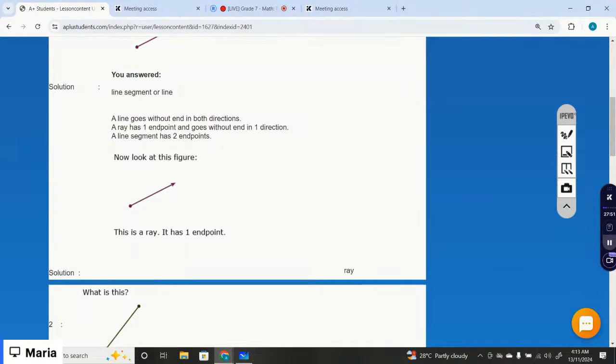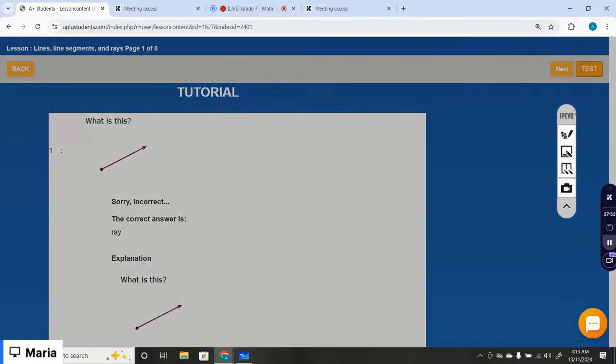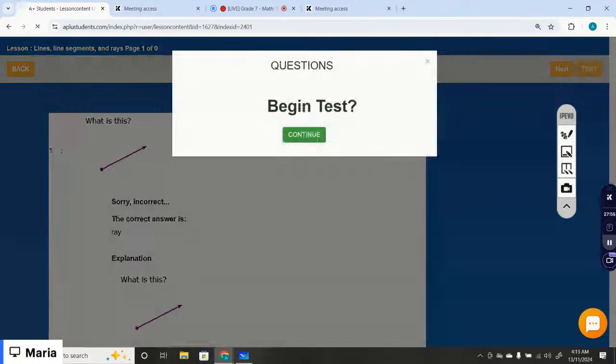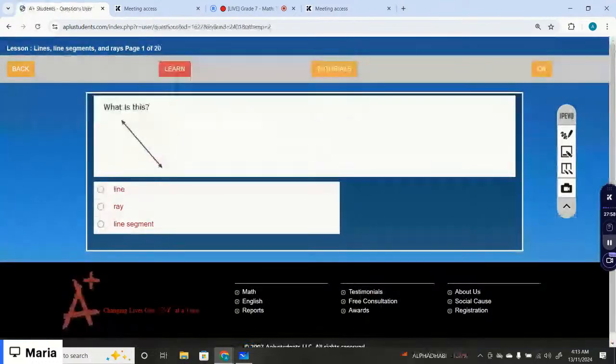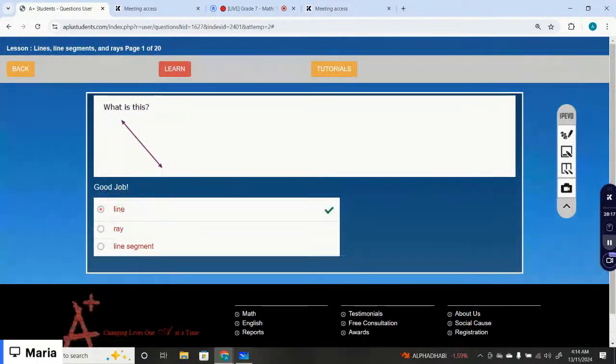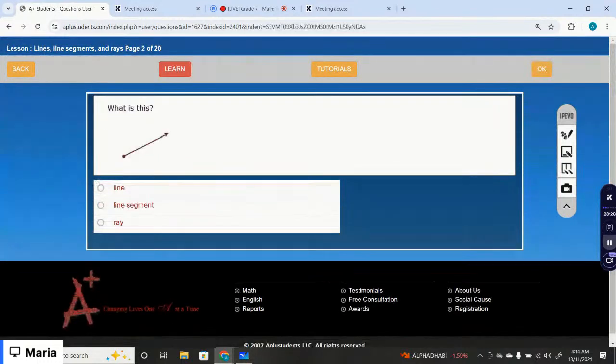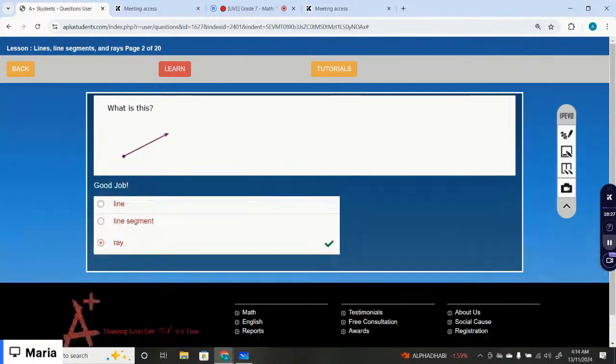Let's just start with the test questions. What is this? That is a line because you can extend it in either way, right? So that is a line. What is this? It has one endpoint, so that is a ray. The correct option is ray.